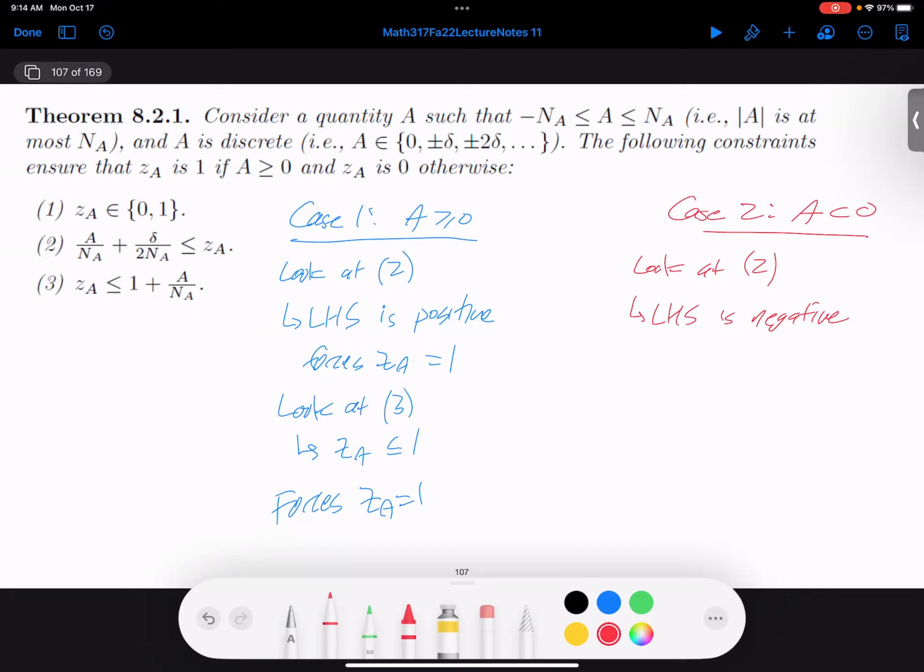Good. A is going to be at most negative delta. I always hate the negative things. When you say at most, that's actually the smallest of the negatives, right? So A is at most negative delta. Because we have a delta over 2NA, it forces the left-hand side to be negative. So what does that give us? What does that tell us about Z of A?